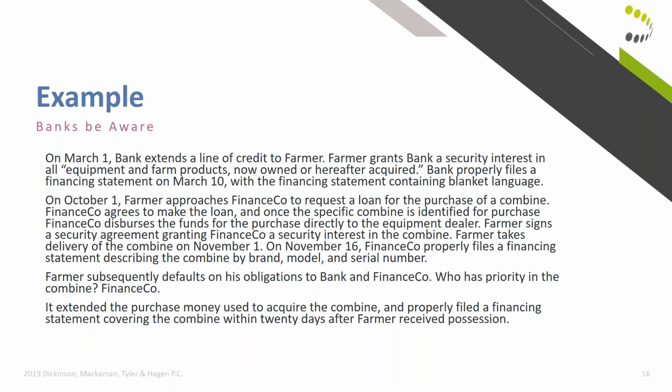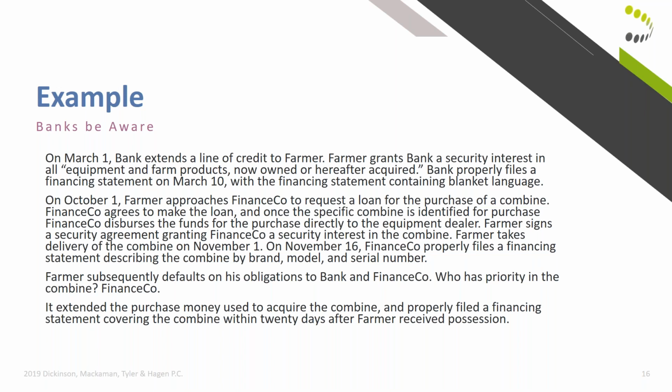On October 1st, farmer approaches finance company to request a loan for the purchase of a combine. Finance Co. agrees to make the loan, and once the specific combine is identified for purchase, Finance Co. disperses the funds for the purchase directly to the equipment dealer. Farmer signs a security agreement granting Finance Co. a security interest in the combine.